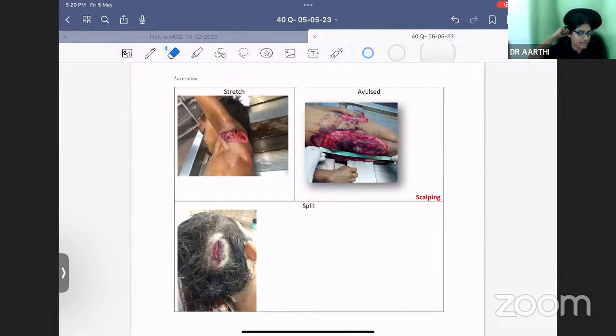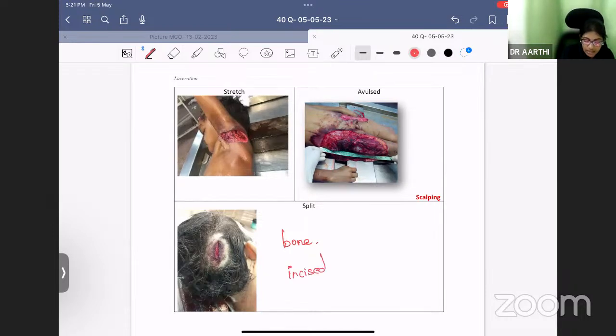Scalping is where, in the industrial setting, when they are not working with a proper safety hair mesh and the hair is pretty long, the hair gets pulled into heavy machinery. That produces an avulsed laceration. And then split laceration is a small region in the scalp or any bony prominence. The most important thing is the bone. The tissue gets crushed between the bone and the skin and just tears off. It looks like an incised wound. It is an incised looking laceration.